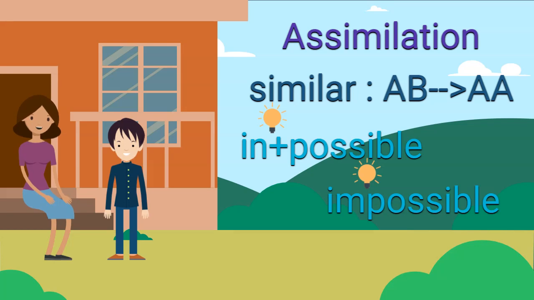The first rule is assimilation. This rule is trying to make two different sounds similar. The formula is AB to AA. Before it was different, and after that it was changed to be the same. For example, the prefix in and the word possible. We have the n sound, a nasal sound, in the prefix in, and the word possible starts with the p sound, bilabial. But it's a little bit difficult to say inpossible, so the sound n is changed to the bilabial m. So it's a lot easier to say impossible.